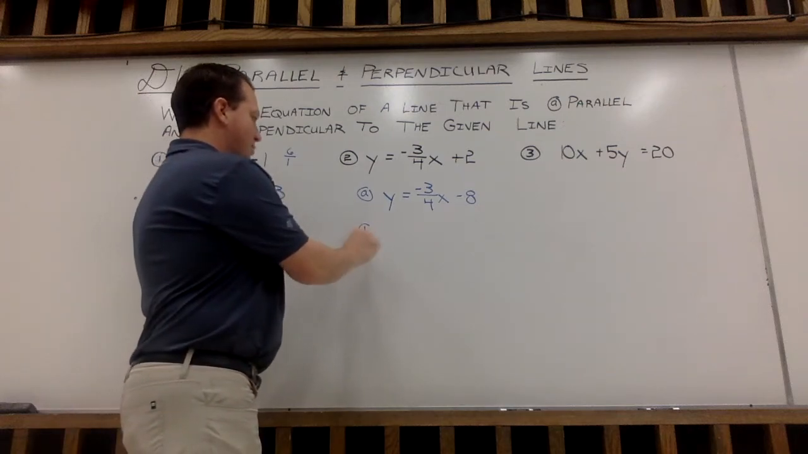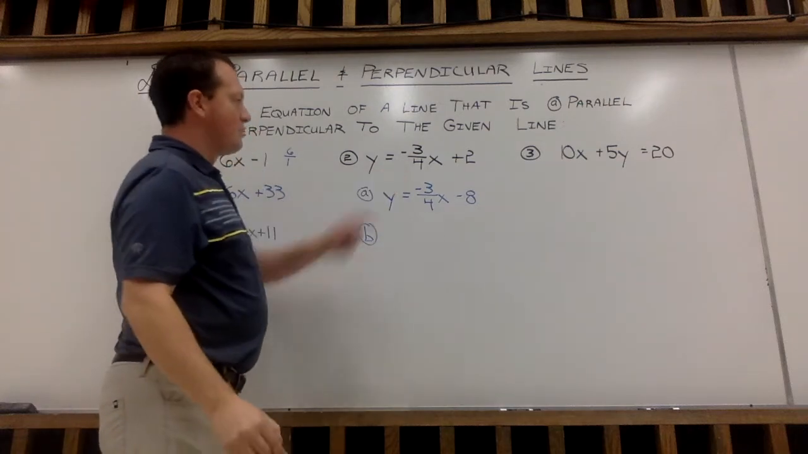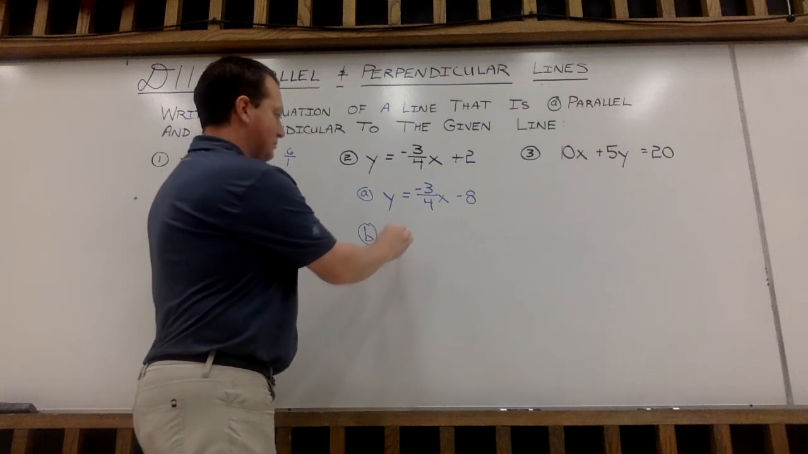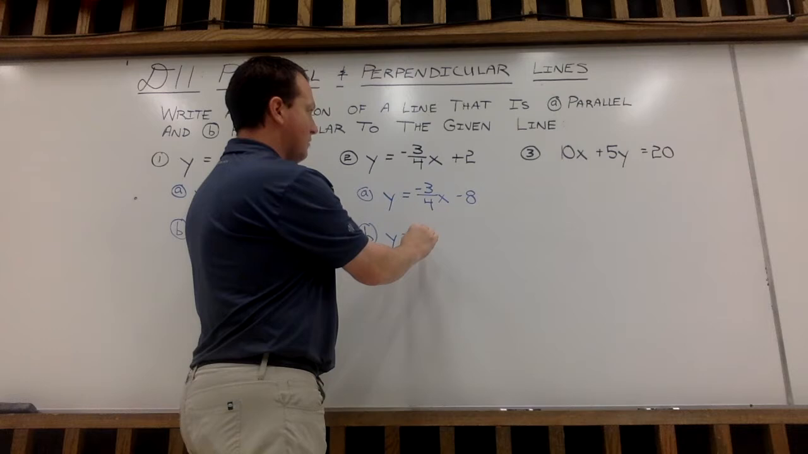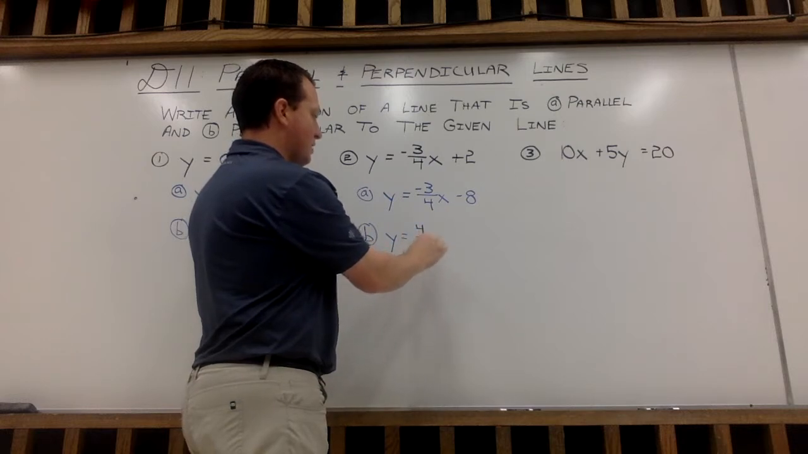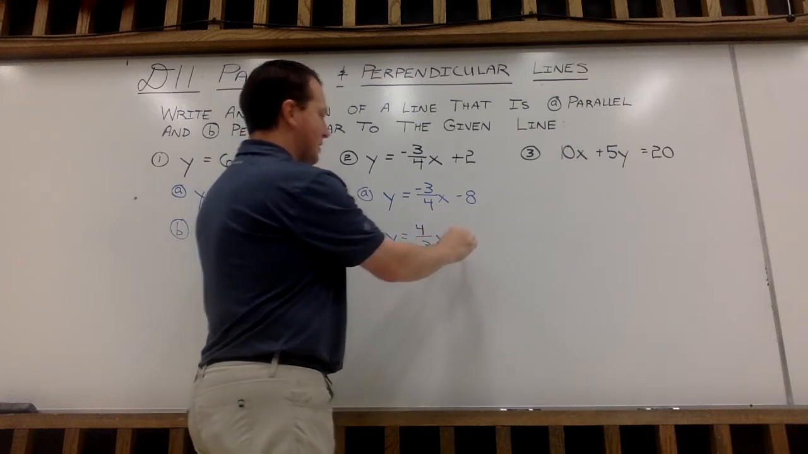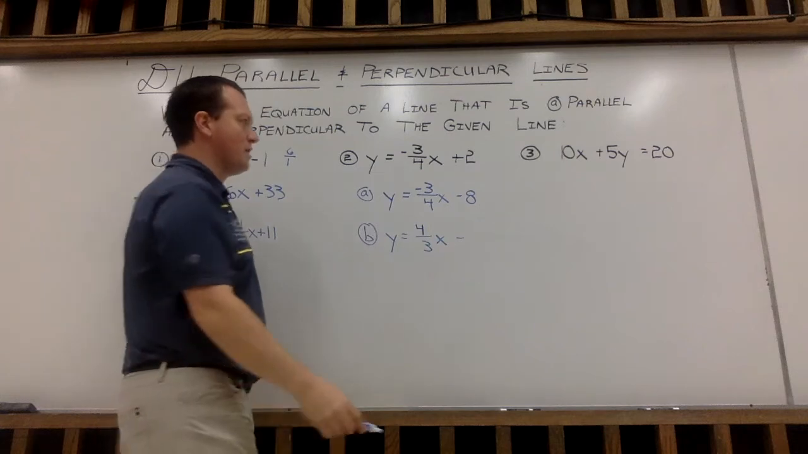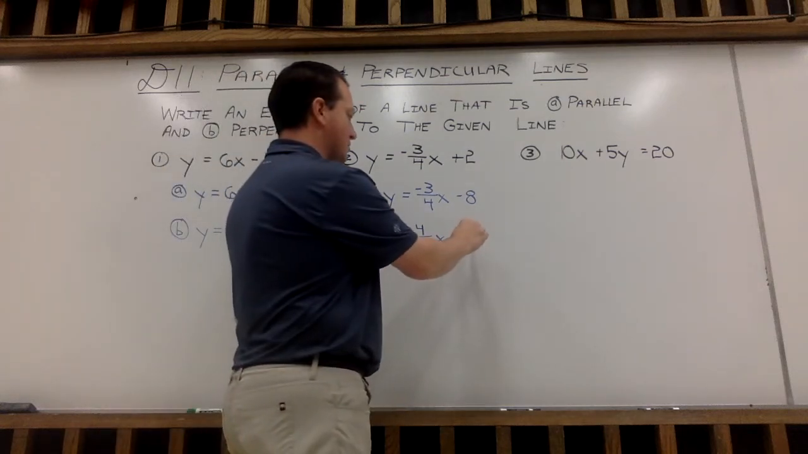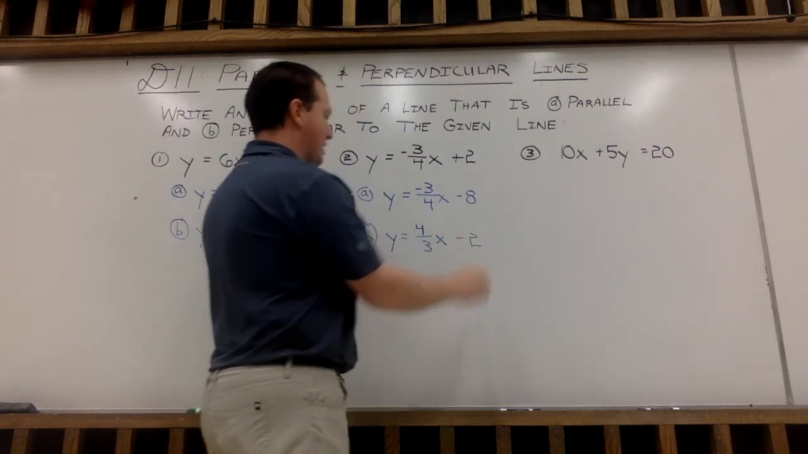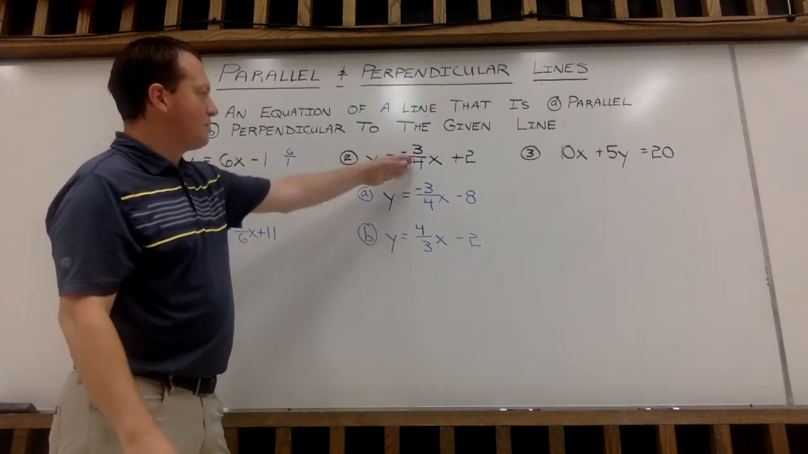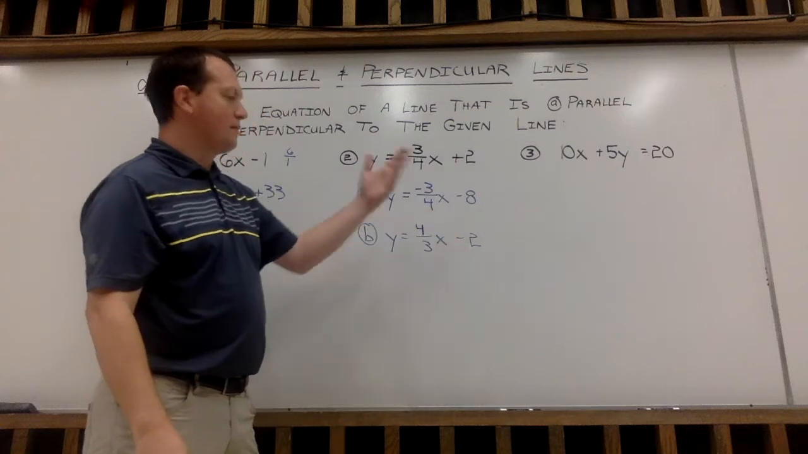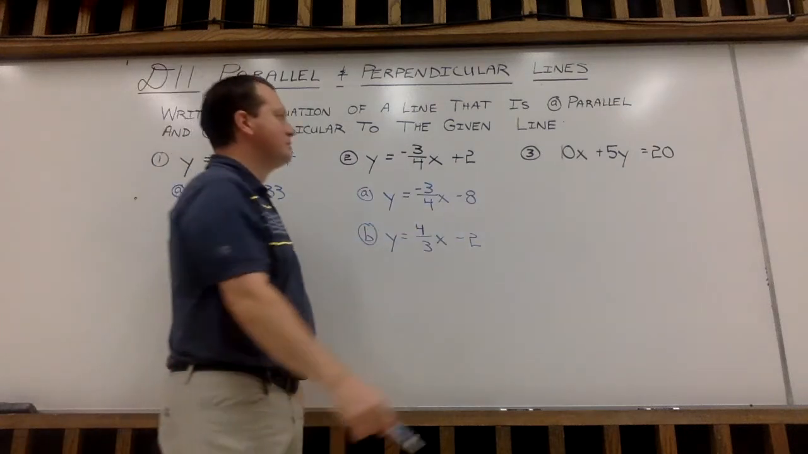All right, perpendicular, opposite and reciprocal slope. So the opposite of a negative is a positive, and then reciprocal of 3 over 4 is 4 over 3x. And then any value for the b y-intercept is groovy. Let's go minus 2. So I've got opposite reciprocal slope and y-intercept value that is different.